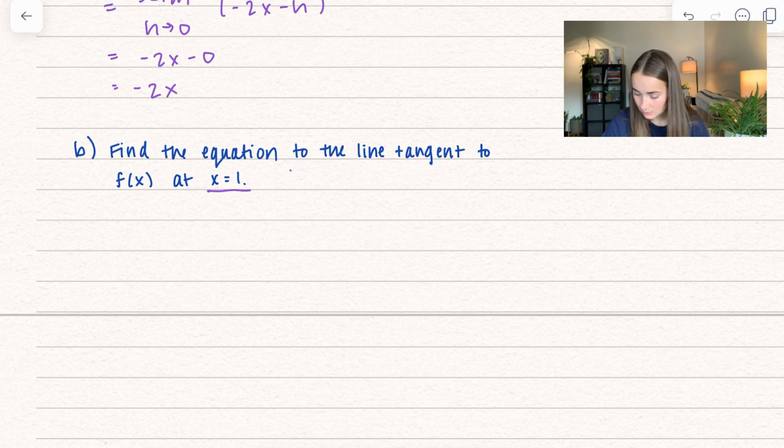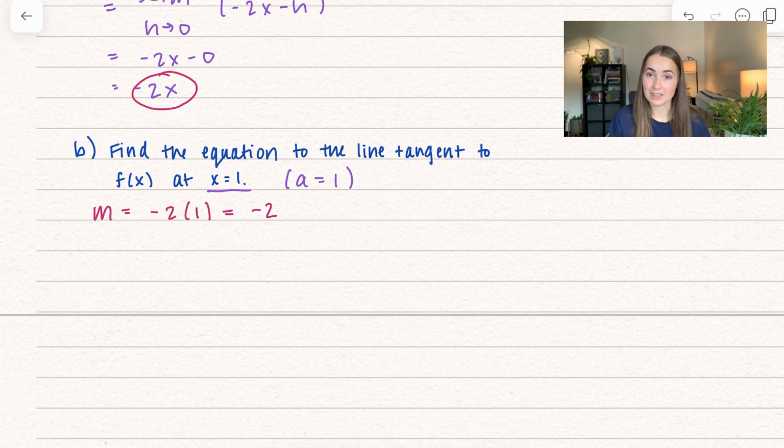So this is going to also be my a value. A is equal to 1. So in order to find my slope, and I'm going to write m is equal to my slope, I just get to use my equation right here and plug in the x value. So I get negative 2 times 1, which is just equal to negative 2. And now I'm going to use the equation of a line. I'm going to go ahead and write that out.